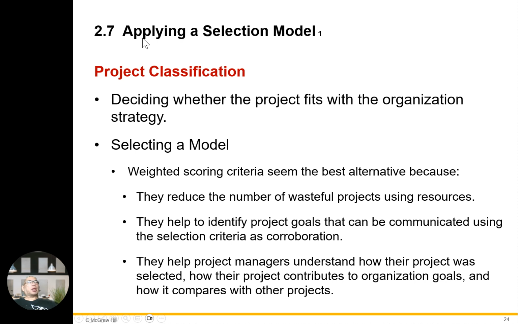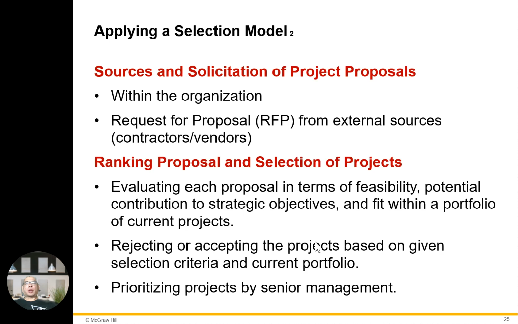2.7, projects applying selection model, which is project classification: deciding whether a project fits with the organization's strategy, and selecting a model. Weighted scoring criteria seems to be the best alternative because it reduces the number of wasteful projects using resources. It helps identify project goals that can be communicated, using the second criteria as collaboration. It helps managers understand how the project was selected, how it contributes to organization goals, and how it compares to the other projects.